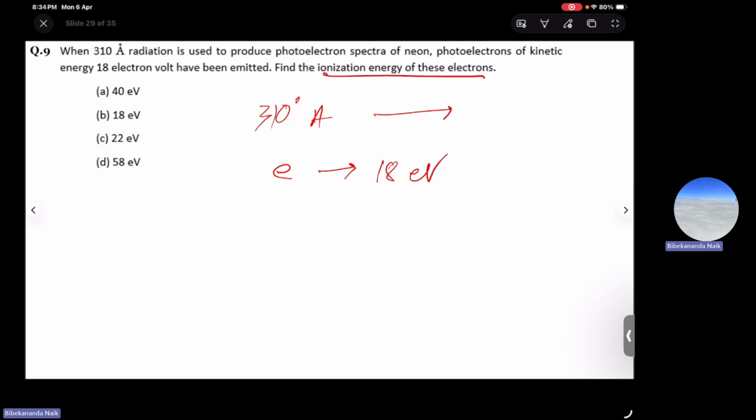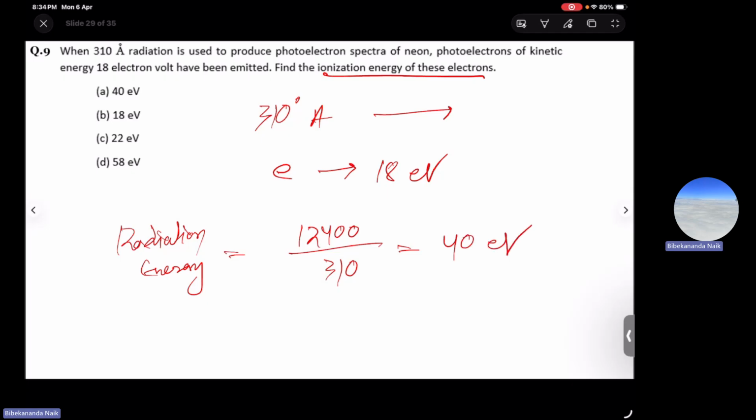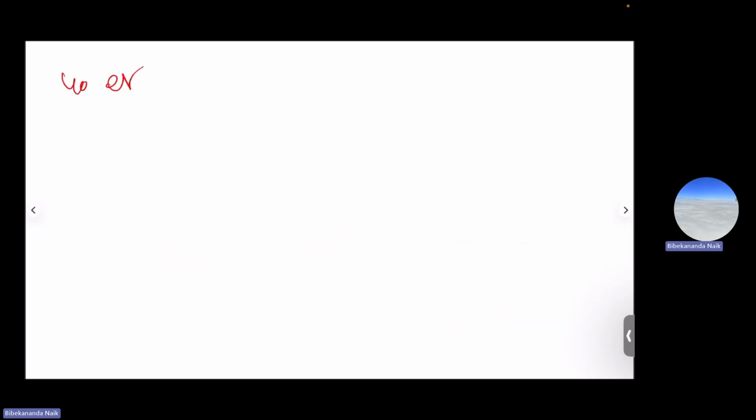We know the radiation energy will be 12,400 divided by 310, which comes out to be 40 electron volt. So 40 electron volt is the total energy. So this 40 electron volt will be equal to electron kinetic energy plus ionization energy.